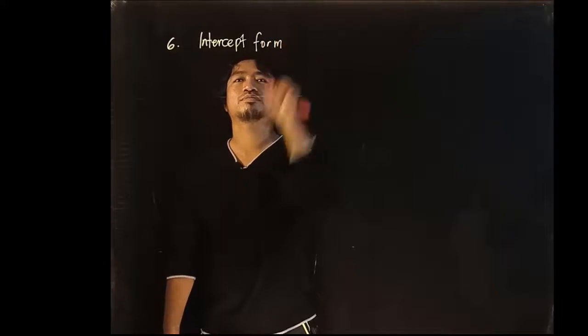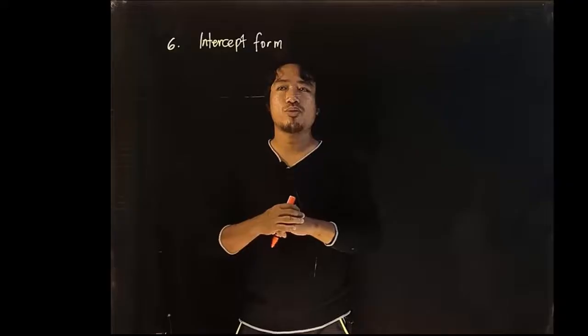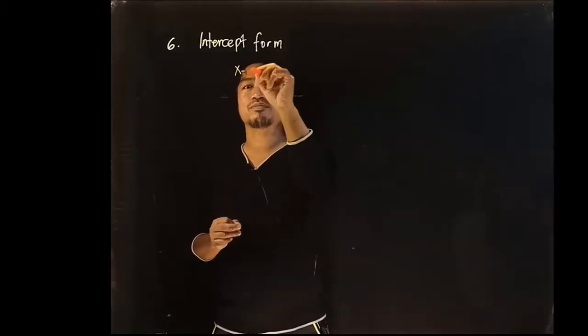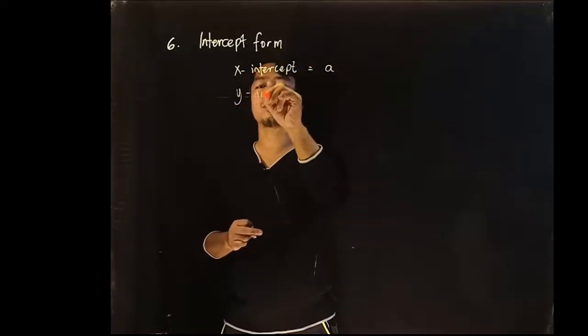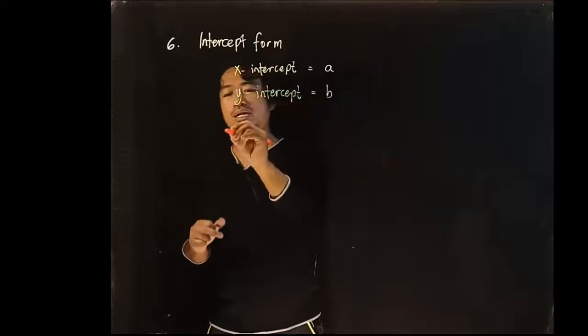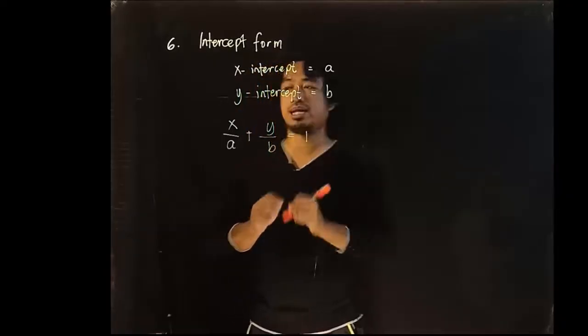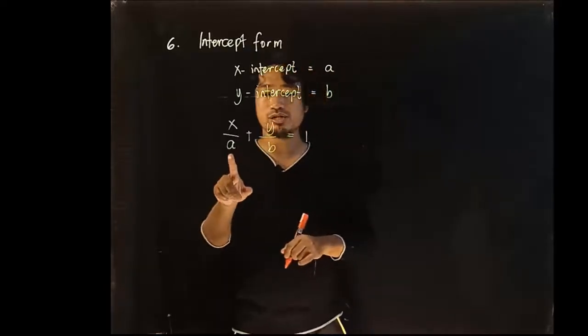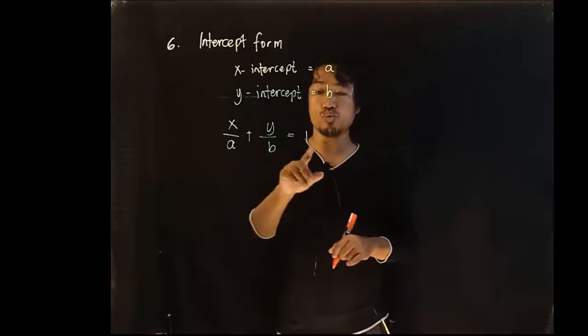The last form we're going to cover is the intercept form. Again, intercepts are points where the line touches the x-axis and the y-axis. So the x-intercept is the value of A, and the y-intercept is the value of B. So the intercept form takes x over A plus y over B is equal to 1. So this is the x-intercept, this is the y-intercept, and one of the unique characteristics of the intercept form is it is equated to 1. Okay?